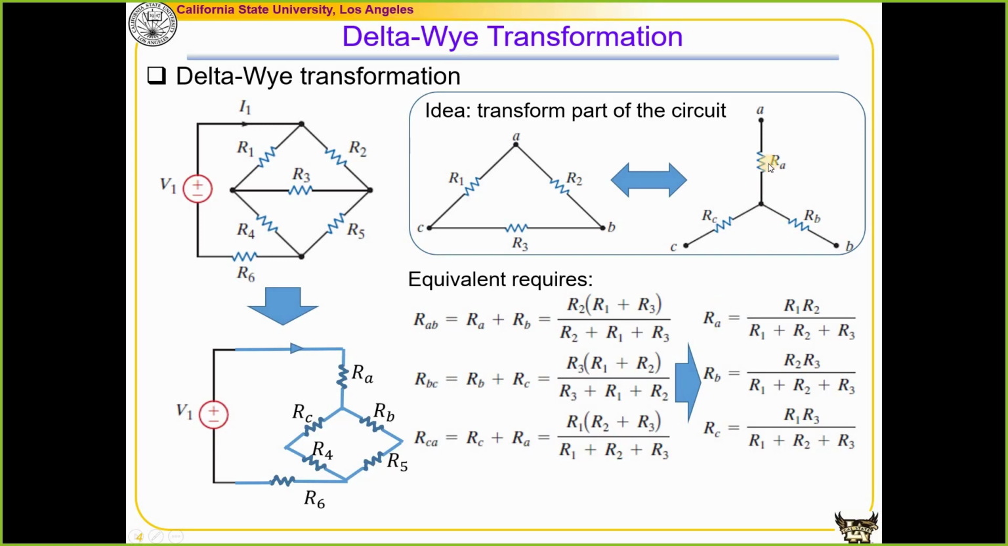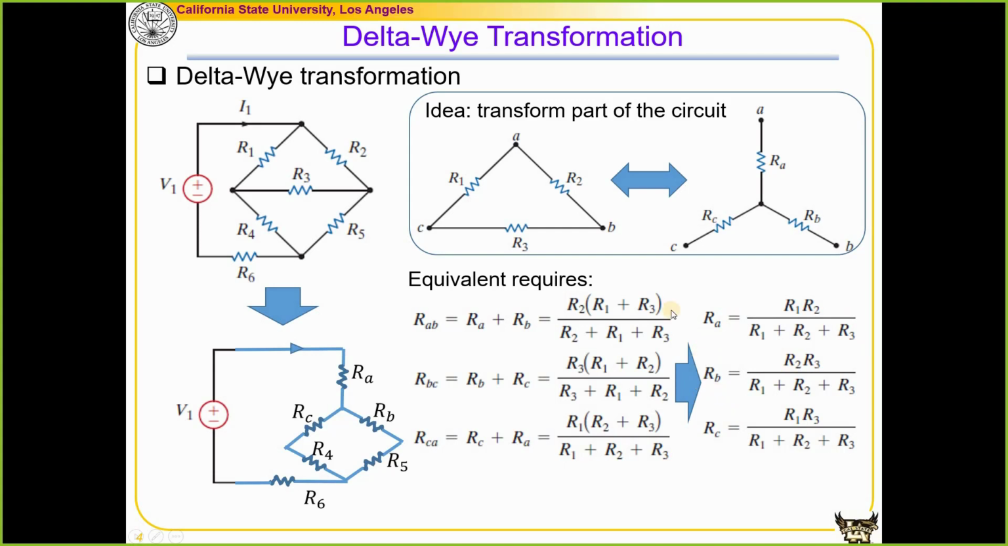Let's look at that. So RA, the equivalent resistance in the Y-shaped network, is equal to R1 times R2 over the total resistance. R1 and R2 are the two resistors connected with node A. So we find RA is the multiplication of two resistors connected to node A divided by the total resistance.